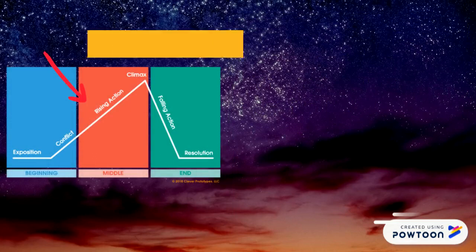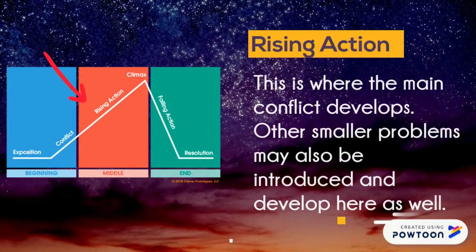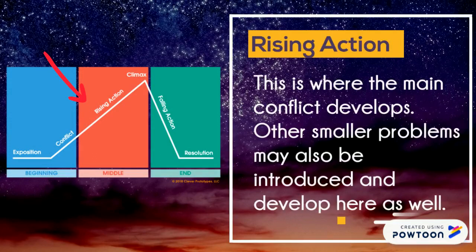During the rising action, the main conflict develops. Other smaller problems may be introduced and develop here as well. The rising action is usually at least 75%, if not more, of a book or movie.